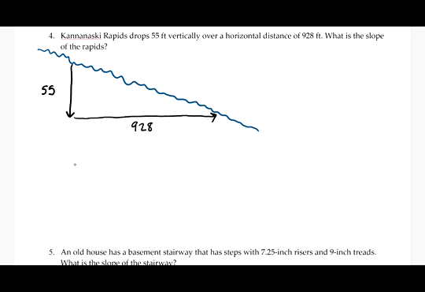All right, so slope is vertical change, the change in the y value. So down 55 would be negative 55 divided by the horizontal change. So the change in y divided by change in x. So vertically it goes down 55, and horizontally it goes to the right 928. And that's it. Nothing else to do here. That's the slope, negative 55 divided by 928.